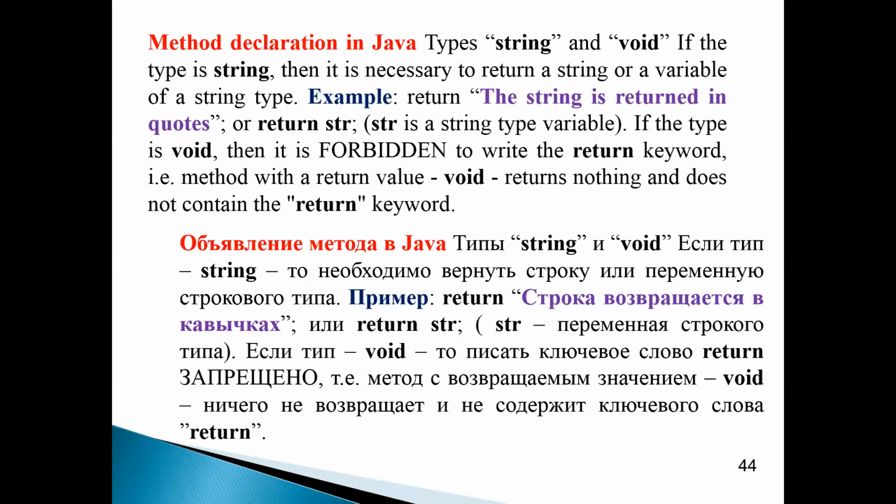Type string and void. If the type is string, then it's necessary to return a string or a variable of a string type. For example, return the string in quotes, or return str, where str is a string type variable. If the type is void, then it's forbidden to write the return keyword, i.e., a method with a return value void returns nothing and doesn't contain the return keyword.